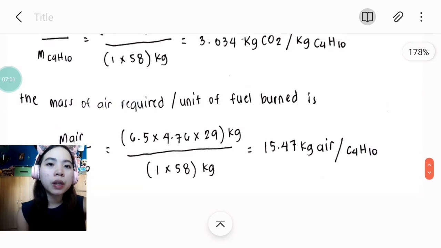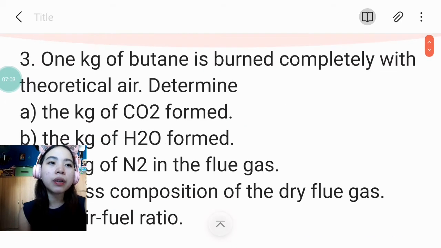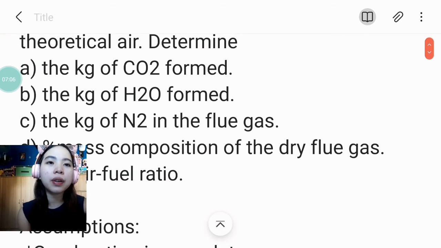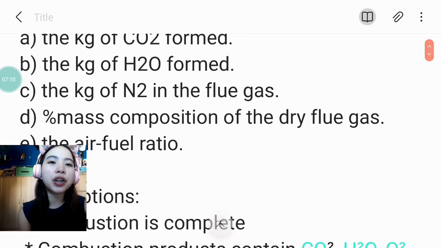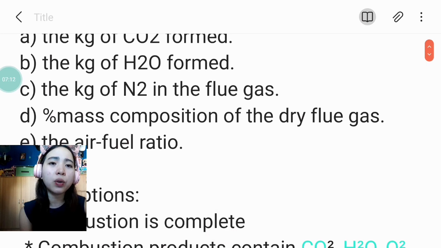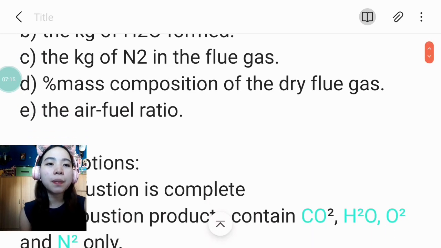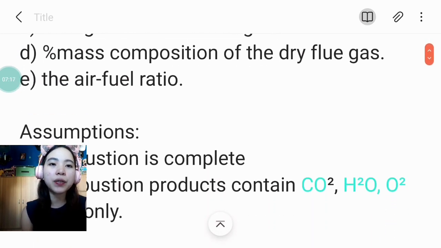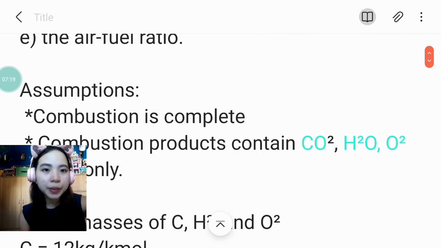So after getting these values, we have identified the kilogram of carbon dioxide formed, the kilogram of water formed, and the kilogram of nitrogen in the flue gas. We also got the mass composition of dry flue gas and the air to fuel ratio. And that will be all. Thank you.